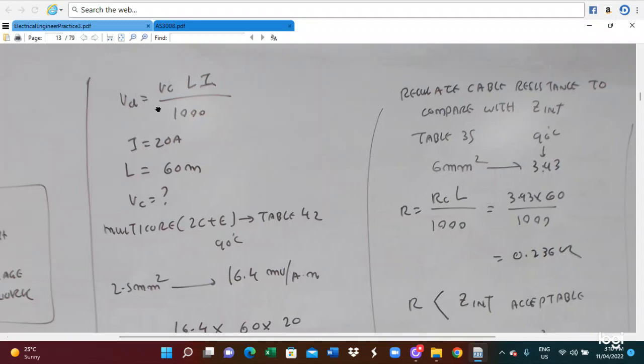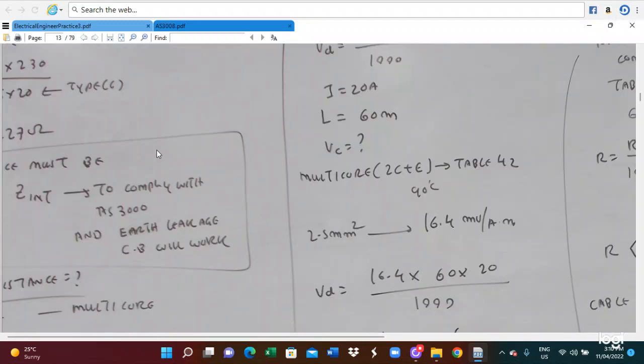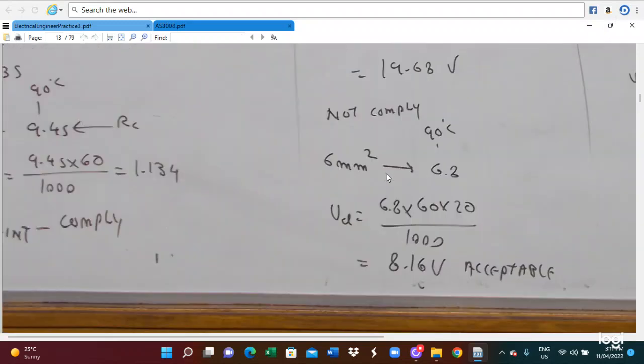So this depends on the other problems we have to calculate. Multi-core cable and another one, 2-core cable. Those things we have to calculate. Those programs are also given.